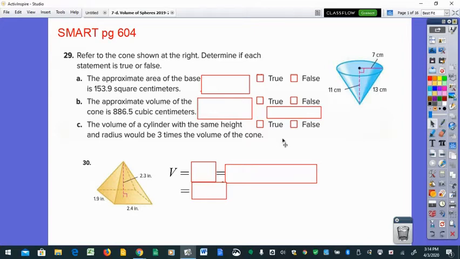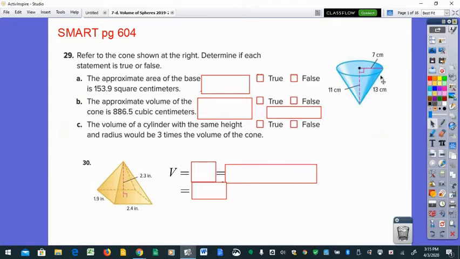So refer to the cone shown at the right. Determine if each statement is true or false. I'm just going to look at this cone. He's going to hold his ice cream, so his vertex point is pointed down. I see that there is a radius of 7. I see that the height is the dotted line through to the center, which is 11. And to be perfectly honest, this 13 out here is, as far as volume goes, extraneous, extra information.